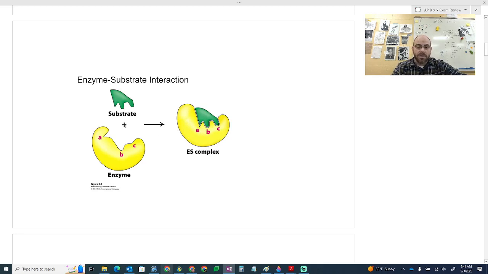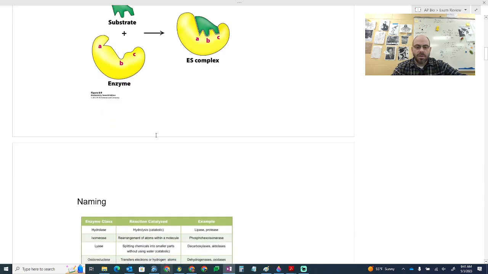This also continues to affirm the fact that the shape of a protein determines its function, and that's why the shape of a protein is very important. And so this particular interaction shows that definitely.